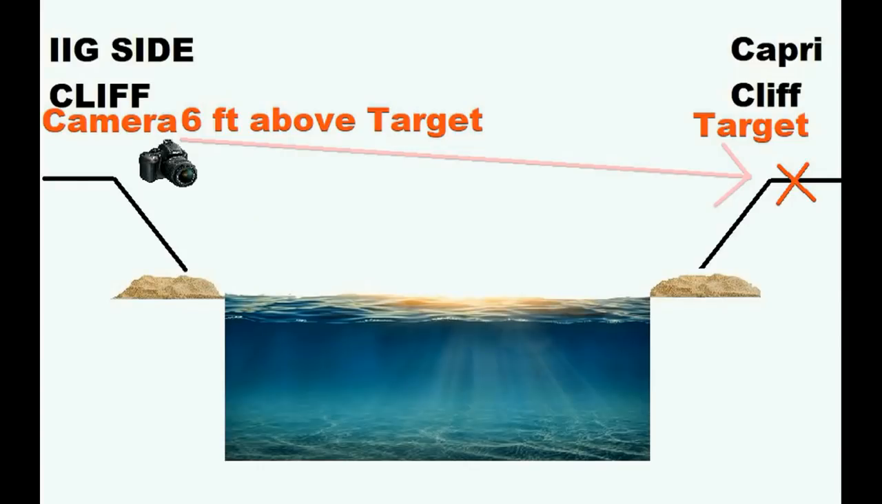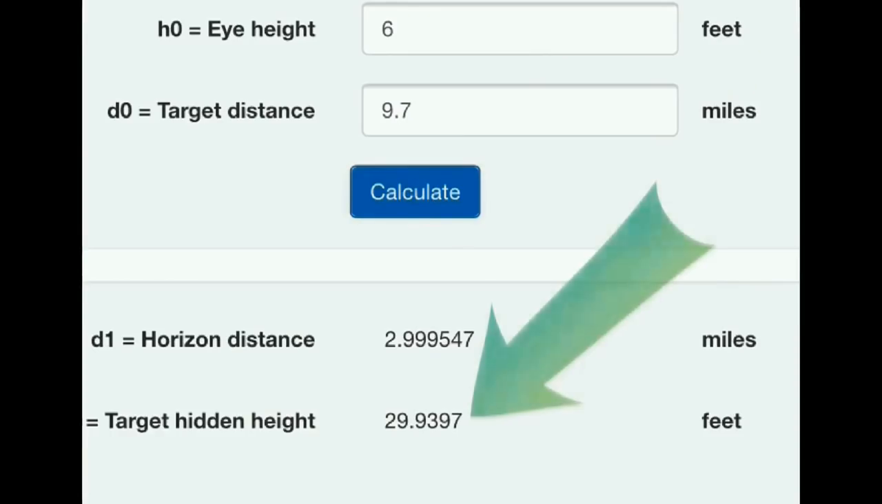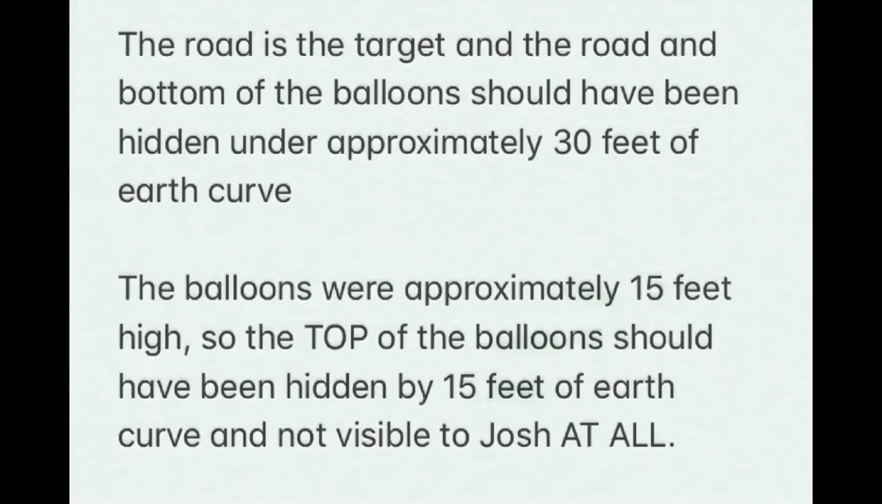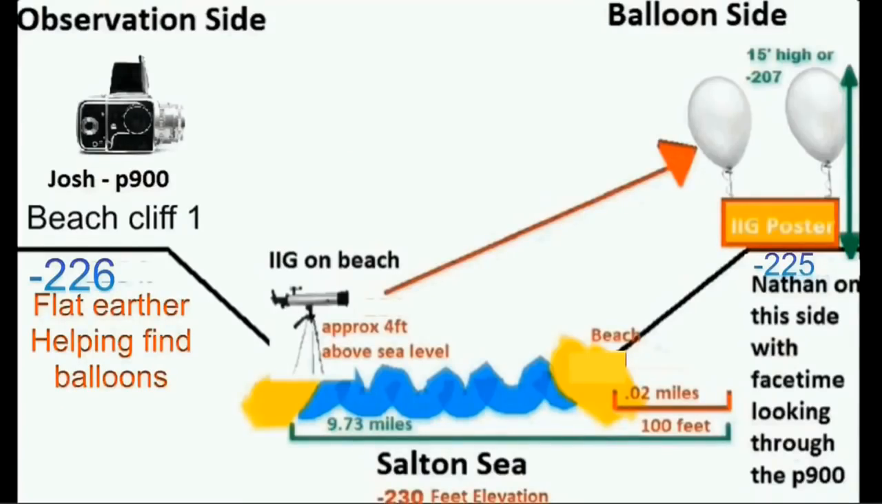So that means the target height, which is the road that the balloons were launched from, should be 29.9 or 30 feet underneath the curvature of the Earth. From Josh's vantage point, he should not have been able to see them at all, or that road at all. If we calculate from the IIG West's position, it gets even worse for them because they are at an even lower altitude than Josh. So they are at least 15 to 20 feet below Josh's eye line, which means they should have been able to see even less of that road than Josh could.